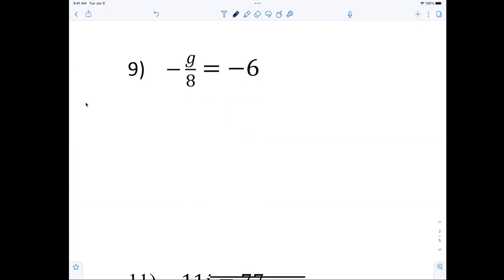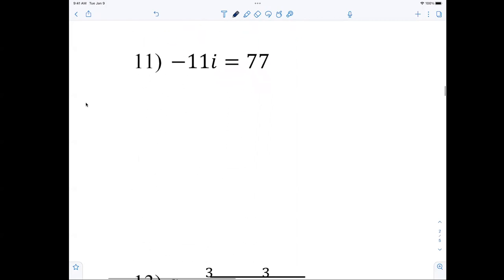So you're multiplying by what? -8. You're multiplying both sides by -8. That's right. These cancel. So G is equal to what? 48. Perfect. Please stay with me.